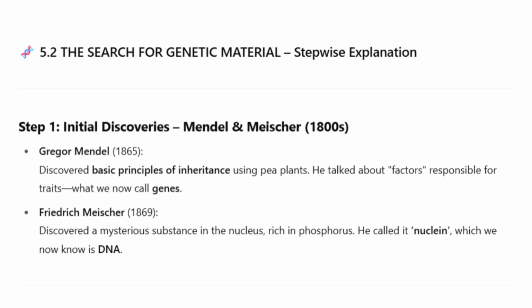5.2 The search for genetic material. Stepwise explanation. Step 1: Initial discoveries. Mendel and Miescher, 1800s. Gregor Mendel, 1865, discovered basic principles of inheritance using pea plants. He talked about factors responsible for traits, what we now call genes. Friedrich Miescher, 1869, discovered a mysterious substance in the nucleus, rich in phosphorus. He called it nuclein, which we now know is DNA.